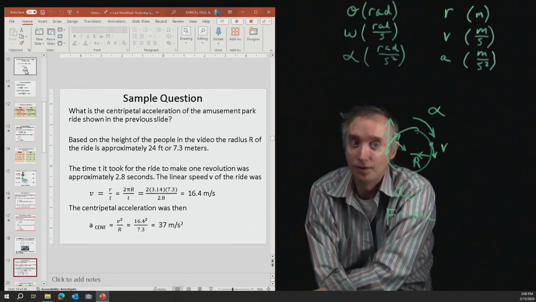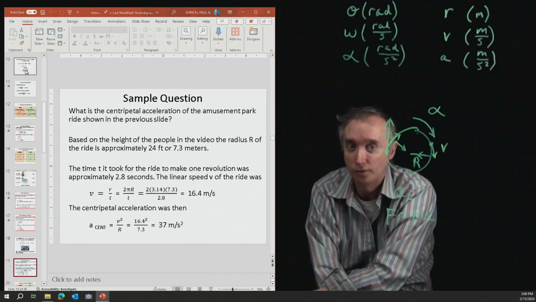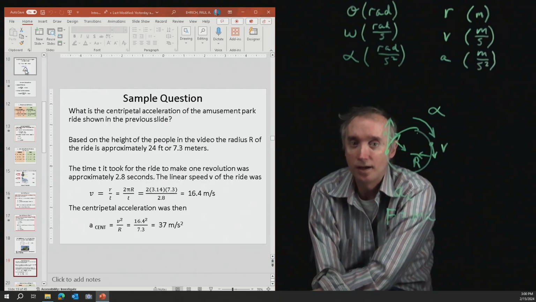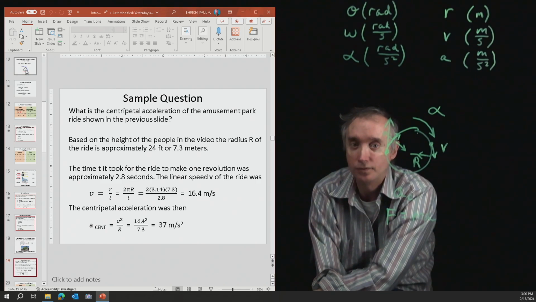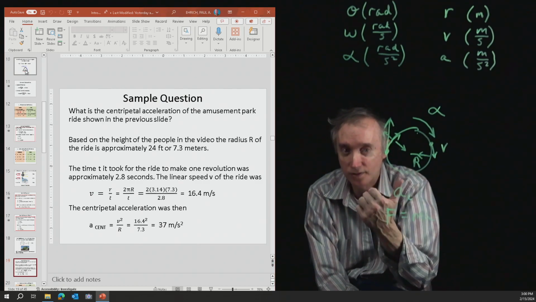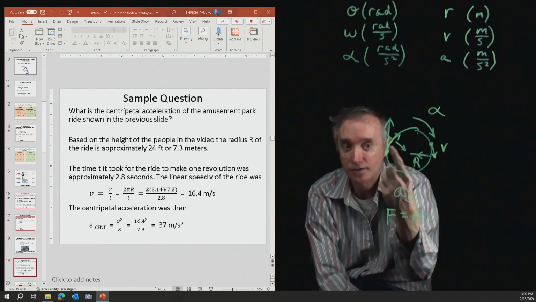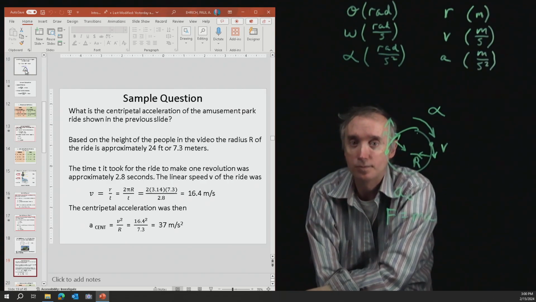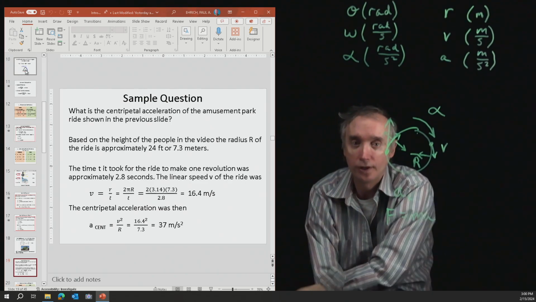This one took a lot of estimation. Based on the height of the people in the video, the radius of the ride is approximately 24 feet, but that's not metric, so let's change it to approximately 7.3 meters. The time it took for the ride to make one revolution was approximately 2.8 seconds. Once it got up to speed, I had a stopwatch and was looking at how fast it was going around, and it went around in about 2.8 seconds.